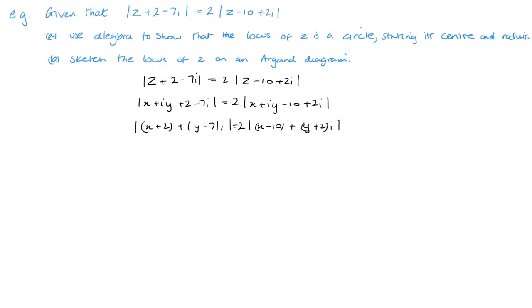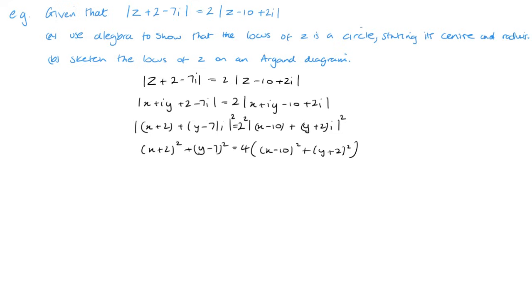Now, next step is to square both sides. That will enable us to remove the modulus signs from both sides. So we're left with x plus 2 squared plus y minus 7 squared equals 4 times x minus 10 squared plus y plus 2 squared. Now all that's left is to expand and then collect the like terms.